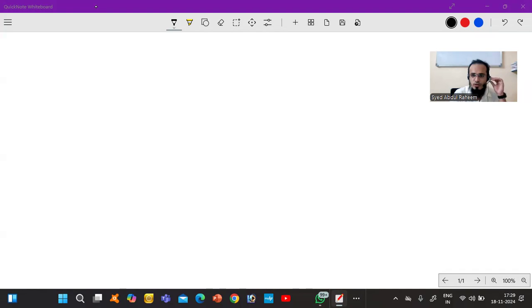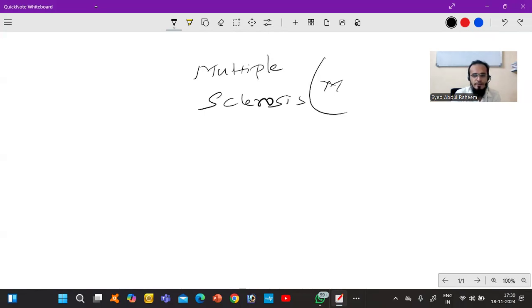So today we are going to talk about an important topic in neurology, that is multiple sclerosis, or we will call MS. Okay, it's a very important topic. So basically, what is MS? We'll discuss the causes and clinical features, the signs and symptoms, and we will see the diagnosis and after that the treatment part.